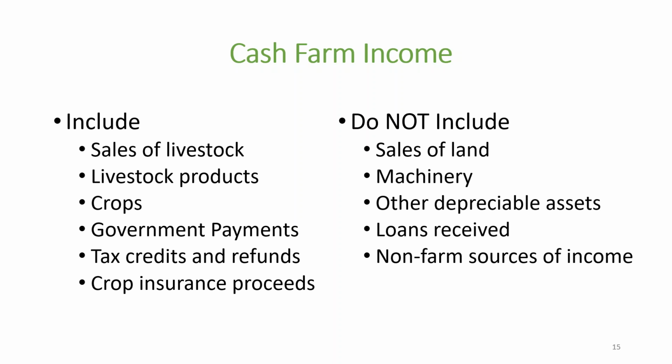Some items that you should not include in your cash farm income. Do not include income from sale of land, machinery, other depreciable assets, or loans, or any non-farm sources of income. The reason for everything except for the non-farm sources of income is because those items generally should be included on your balance sheet because they are assets in the sale of assets, or they are liabilities in the case of loans. So loan money is not income. Loan money must be paid back with future income. So it is not present on a profit and loss statement.